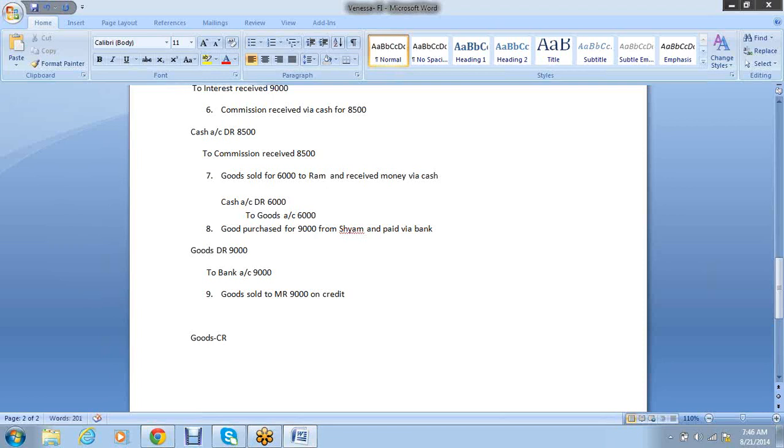Yeah. So which account will be debit? The credit account, um, credit account will be debit. Okay. If I write credit account debit to goods account, how will I know to whom I have given the credit? Okay, Ram. So I have to write Ram.